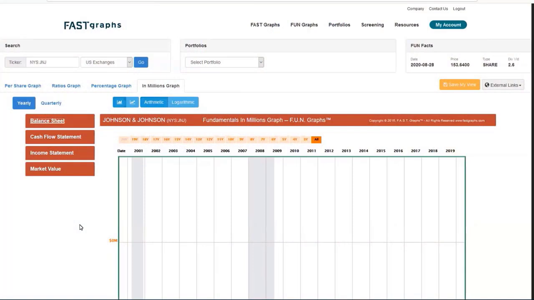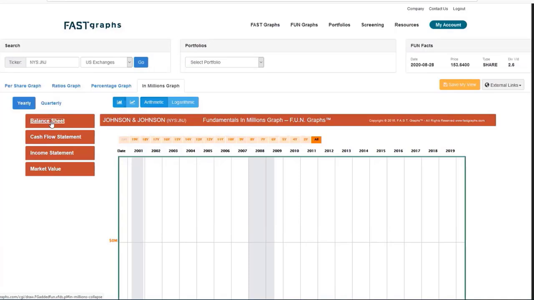I'm taking a look in FastGraphs at the F.U.N. graphs, and we've got Johnson & Johnson up here. Along the left, we see that we have three financial statements: the balance sheet, the cash flow statement, and the income statement. A really common question investors have is, how do you tell if a firm is healthy? One of the first places you should start is looking at the financial statements. One thing that's really handy about FastGraphs is, instead of just looking at numbers, you can drill down and visualize the data here.